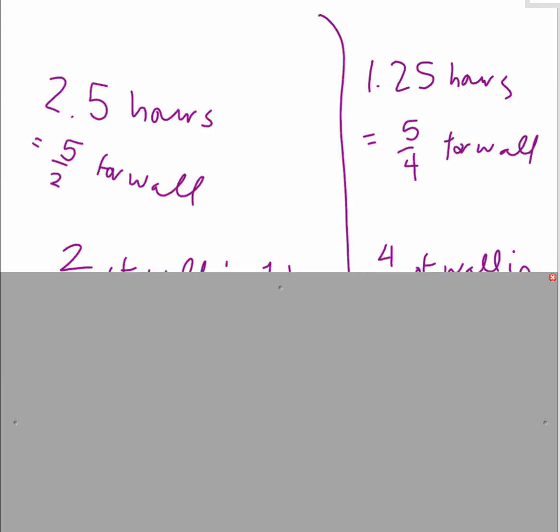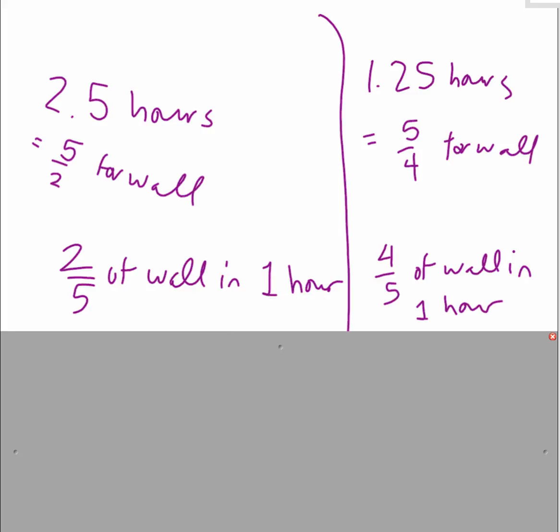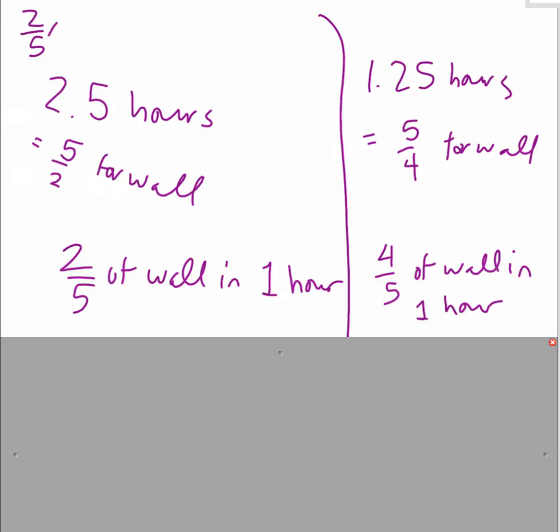So Karen, in 2.5 hours, she can paint the wall. So I've turned that into a fraction. 2.5 is the same as 5 over 2. So she can do the whole wall in 2.5 hours, or 5 over 2. That means in 1 hour, if we divide that by 5, she can do 2/5 of the wall in 1 hour. So the first hour she does 2/5, the second hour she does 2/5, and then the last half hour is 1/5. That's total of the whole wall done in 2.5 hours.